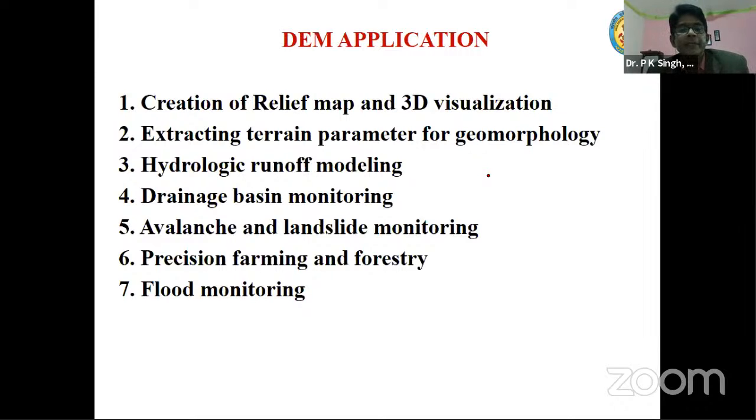Those types of modeling can be done using digital elevation models, because they have height, slope, different types of information. Then drainage basin monitoring. If you have to create a drainage basin and its monitoring, digital elevation model data are very important. And there is avalanche and landslide monitoring. Many times it is not as important for forestry people. This is for geology and disaster management people. Precision farming and forestry, it is very useful in that also.